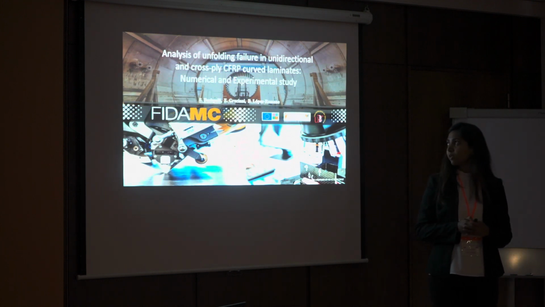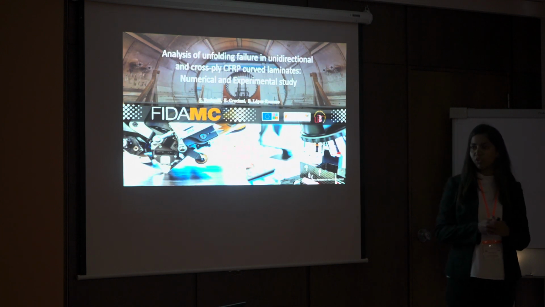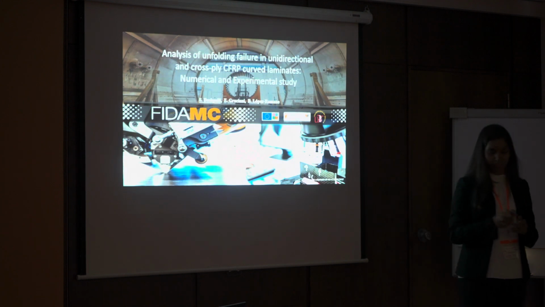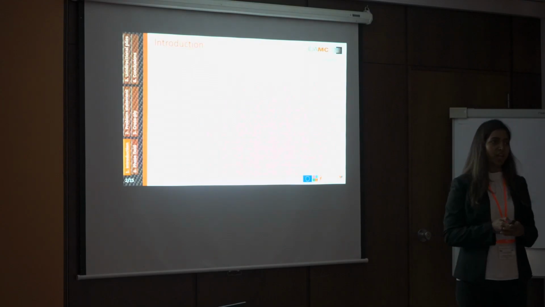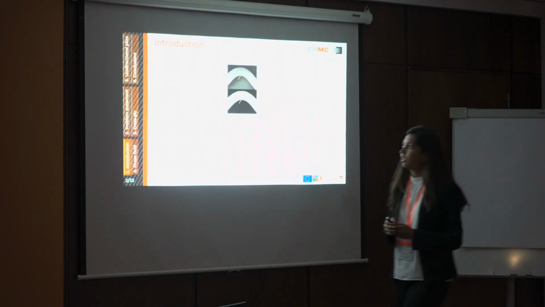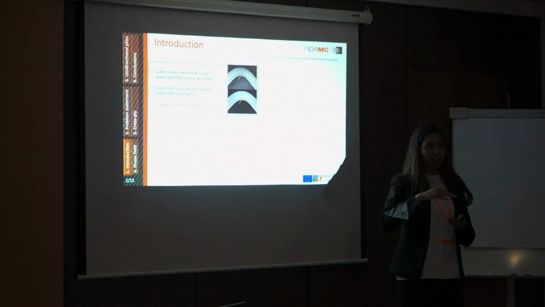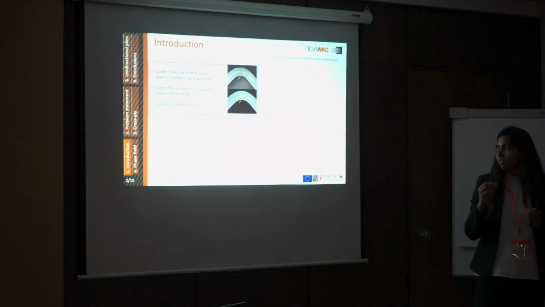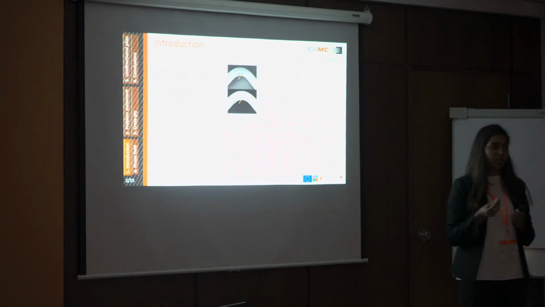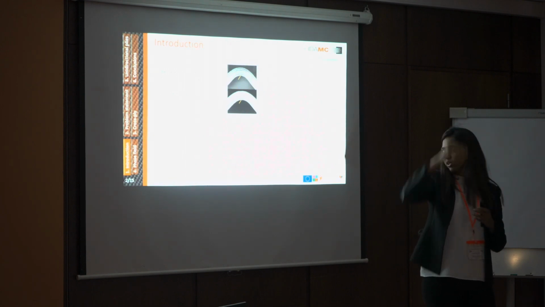So today's topic will be analysis of unfolding failure in unidirectional and 0/90 cross-ply CFRP curved laminates, both numerical and experimental study. So what exactly is unfolding failure? It is a sudden delamination that occurs when the curved composite laminate is subjected to a bending moment, which tries to flatten the curvature, separating the plies and inducing out-of-plane stresses. This phenomenon occurs because of the difference in the length of the plies from inner radius to outer radius.